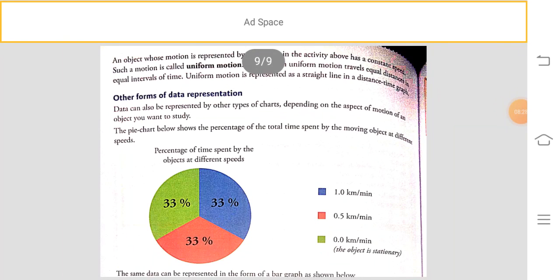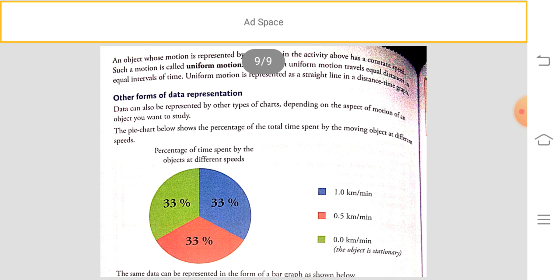So the object which is represented in the above activity has a constant speed. When an object possesses a constant speed, then the object is said to be in uniform motion. When an object possesses the same speed, the object is said to be in uniform motion.